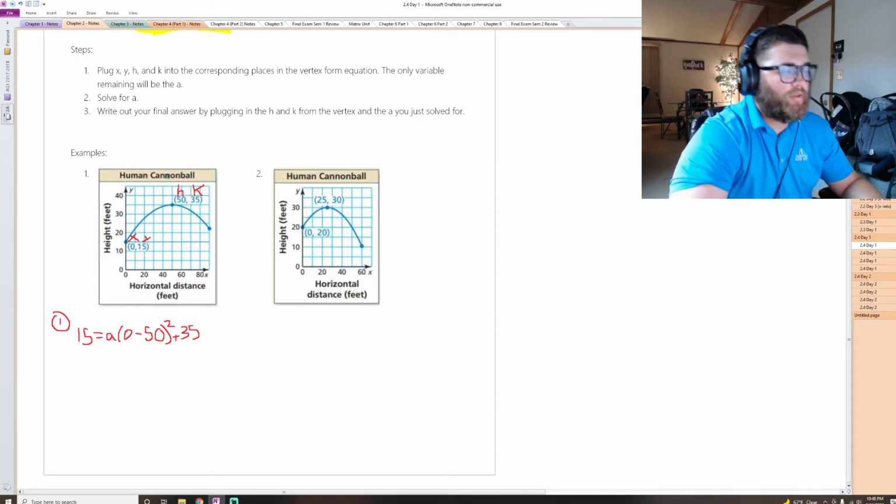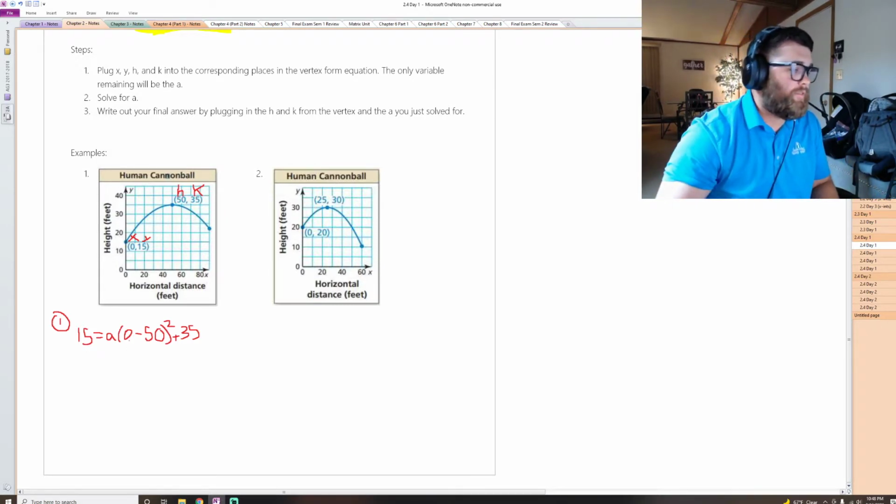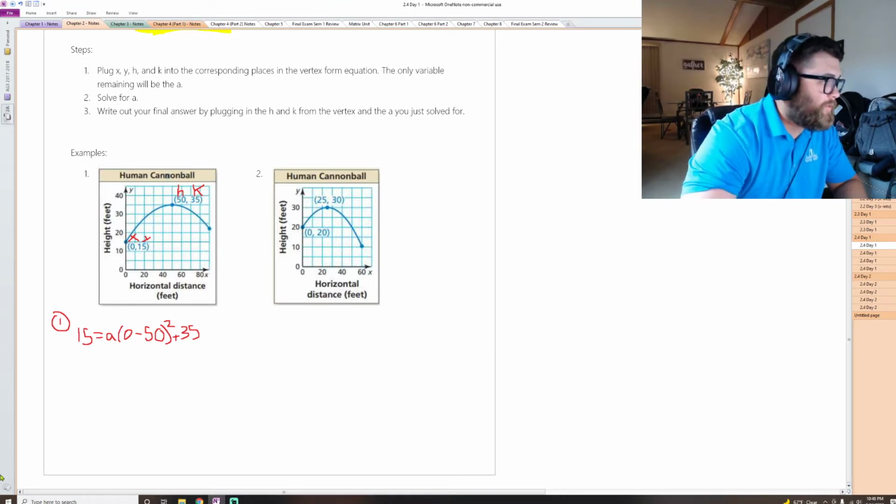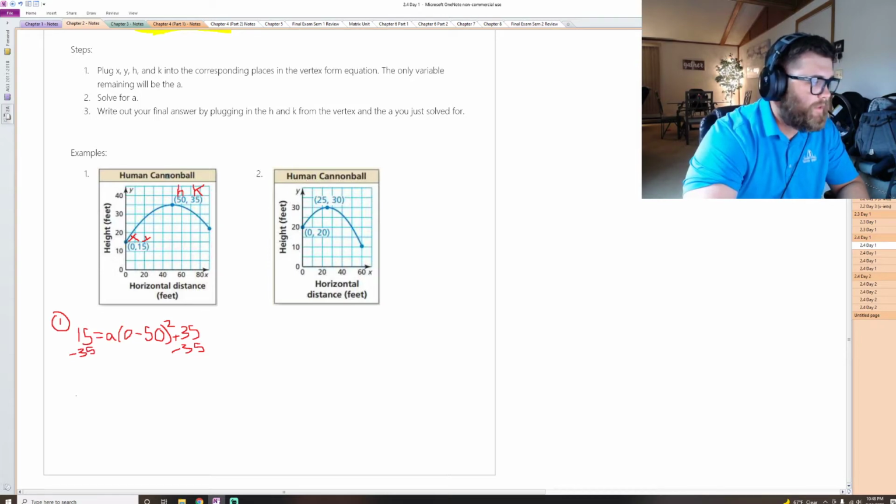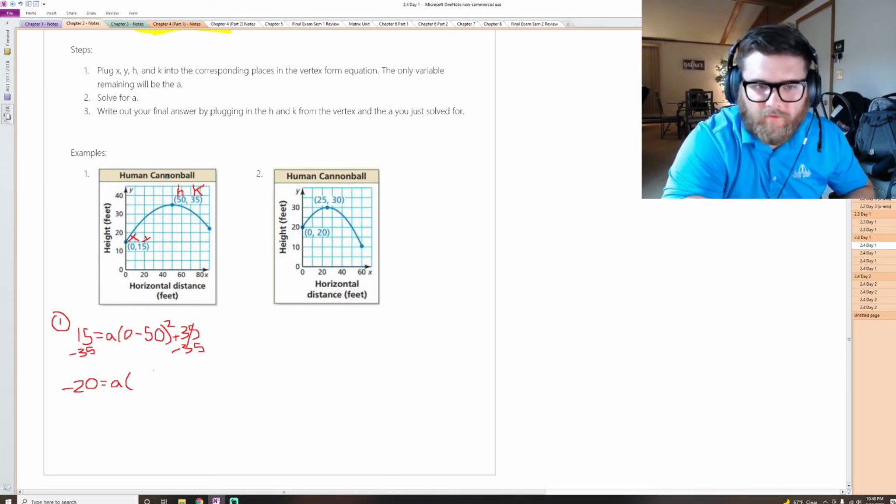Alright, so we want to solve for a, so we want to get a by itself. So we're going to do 15 minus 35. What's 15 minus 35? What do we got, negative 20? Once we do that, we get rid of the 35 on this side, and we get negative 20 on the left side equals a times, well, what's negative 50 squared? Let's just go ahead and simplify that.